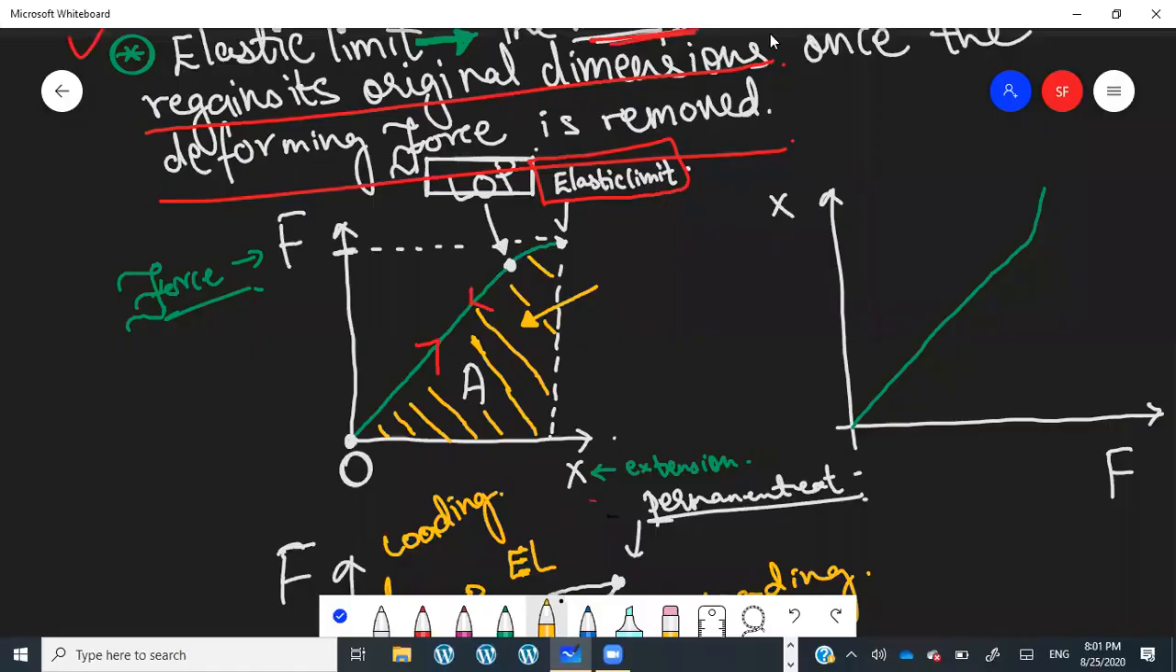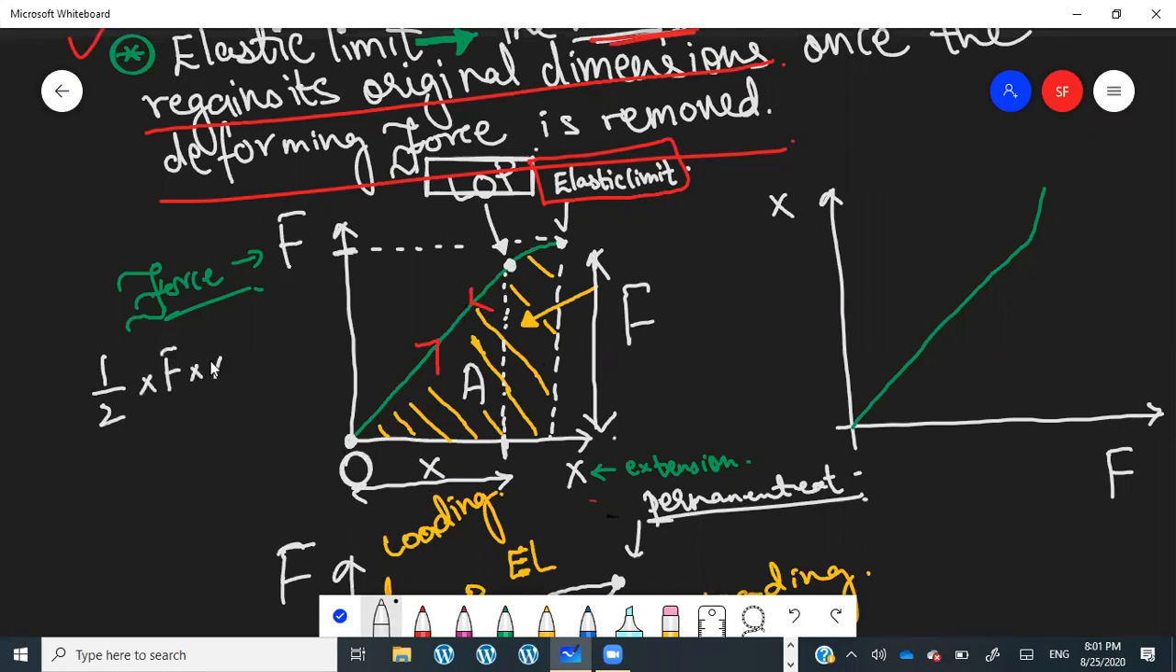Okay, so let's try. Whenever you want to know what the area represents, always try calculating it. So how am I going to calculate the area of this triangle? Half into base into height, right? This is force, this is extension. So half into force into extension.